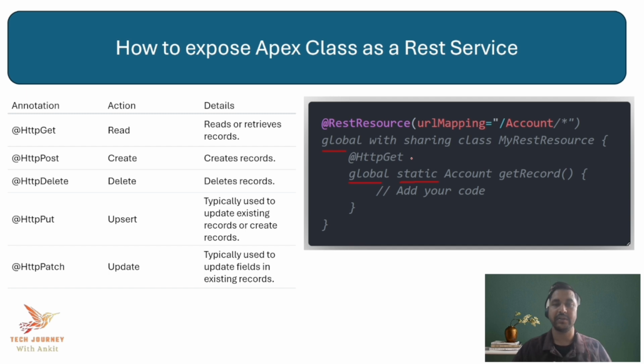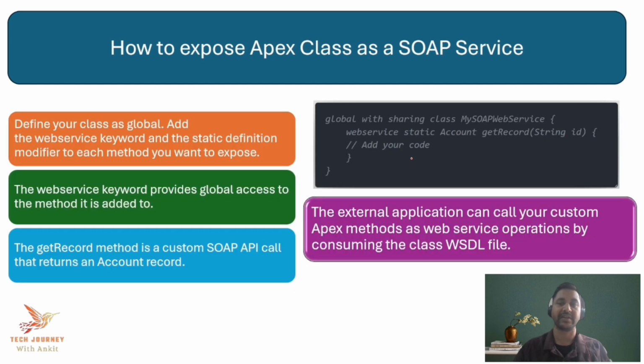Okay, but the key pointers: classes and the methods must be global. The class must be annotated with @RestResource followed by the URL mapping. That URL mapping again must be unique. And the second one here is that the methods can be annotated with get, post, delete, put, as well as the patch annotations. So like that, we have created the Apex REST service.